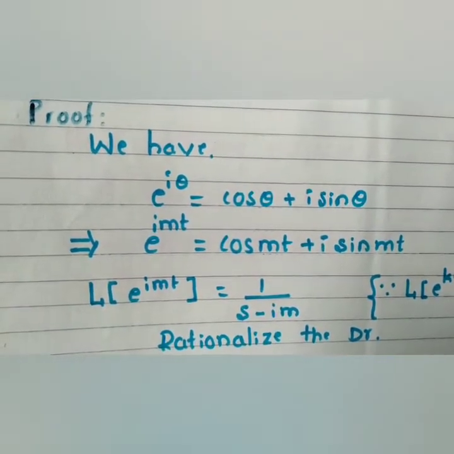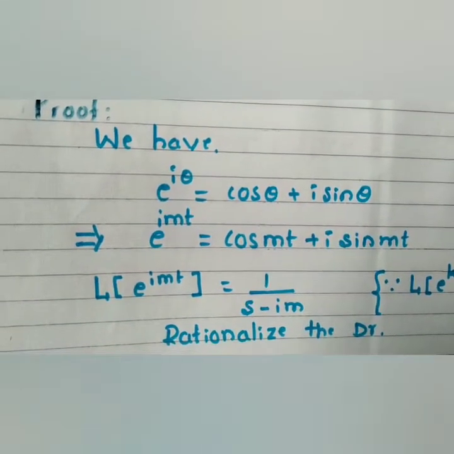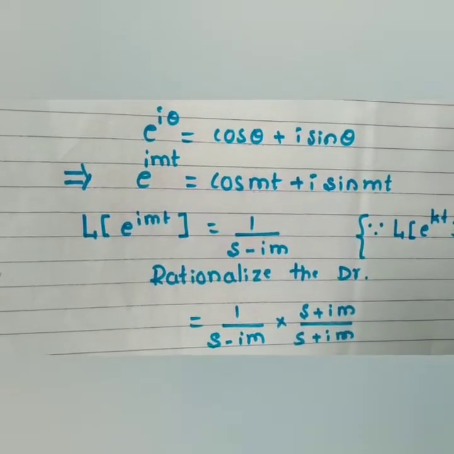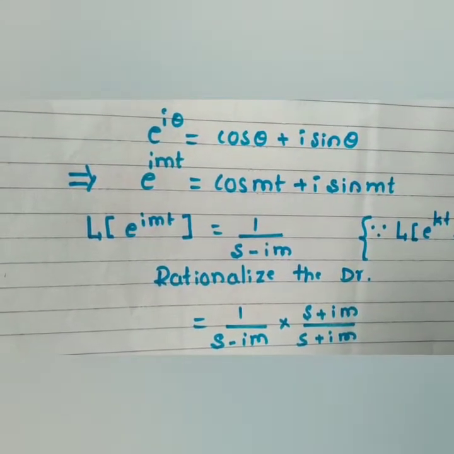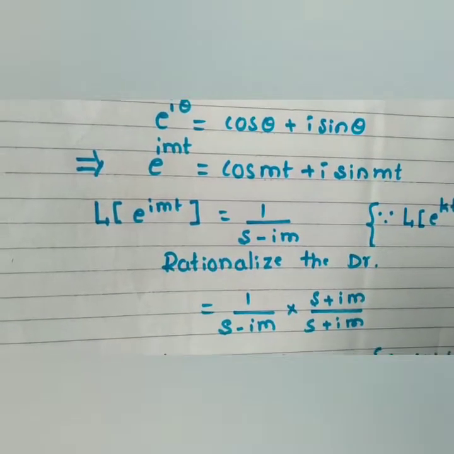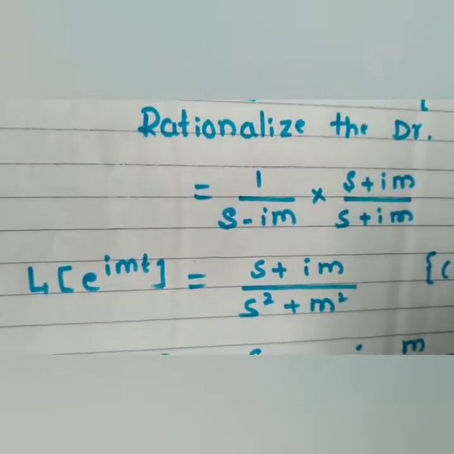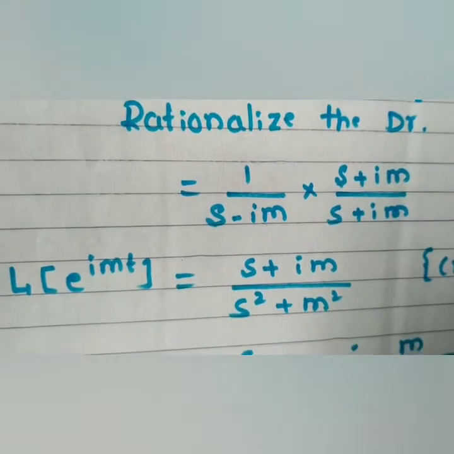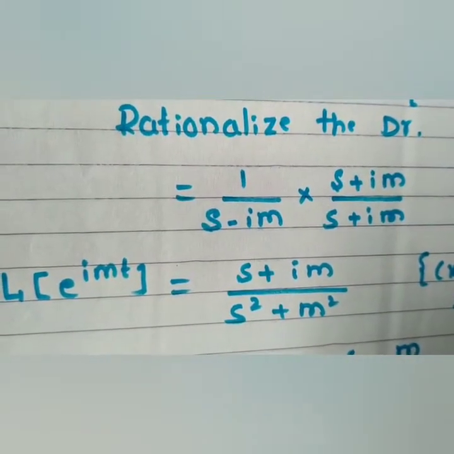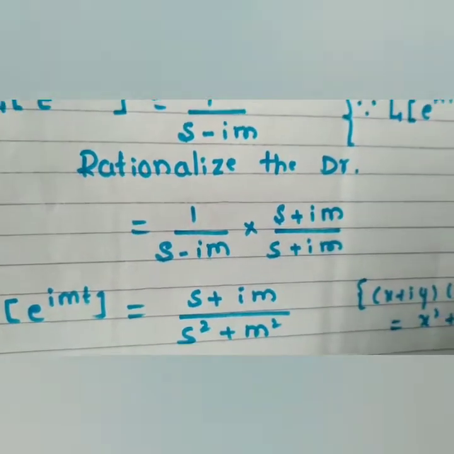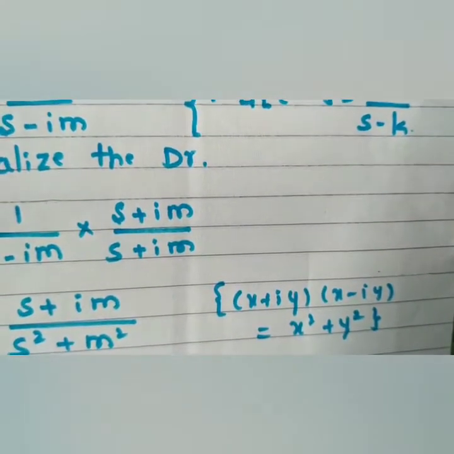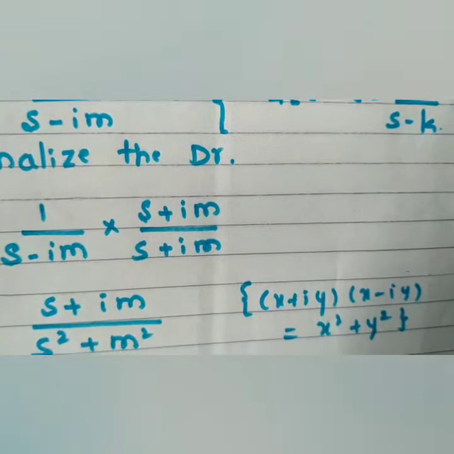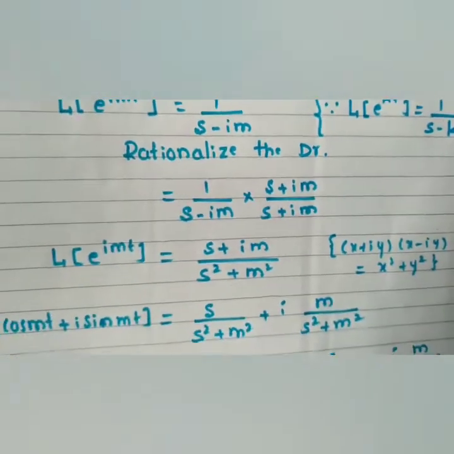Rationalize the denominator. The denominator is s minus im, so multiply and divide by s plus im. That is 1 by s minus im, multiplying s plus im and dividing s plus im. The numerator is s plus im. The denominator, s minus im into s plus im, is s square plus m square, because x plus iy into x minus iy is x square plus y square.